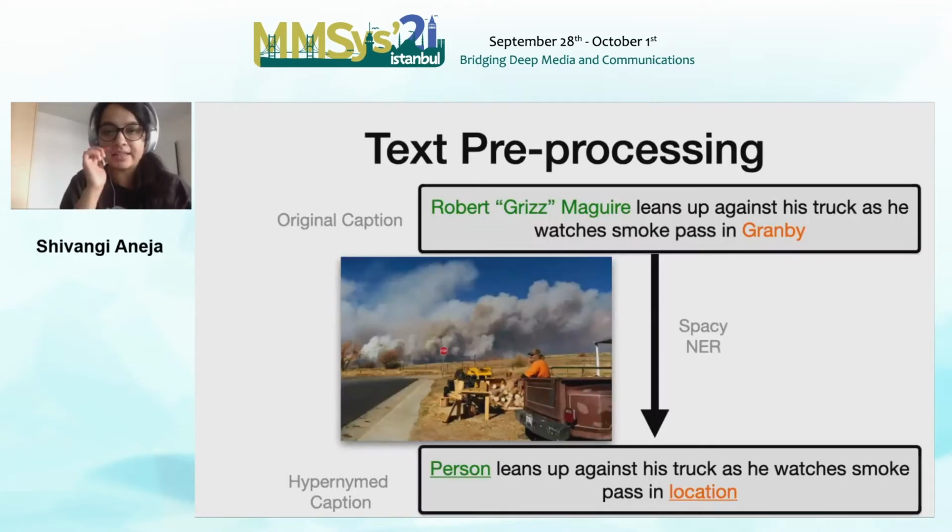As a first step, we removed all the named entities from the captions to remove any bias from the models. Such as you see that there's this person's name, Robert Grace McGuire. We replace it with the word person, and this is a place, Granby, and we replace it with location. So this is just a text pre-processing that we apply to our captions.